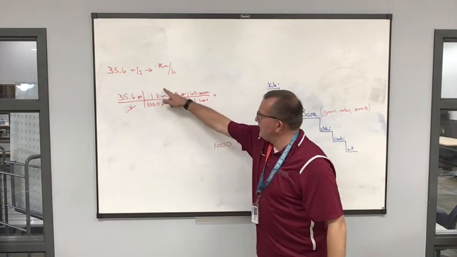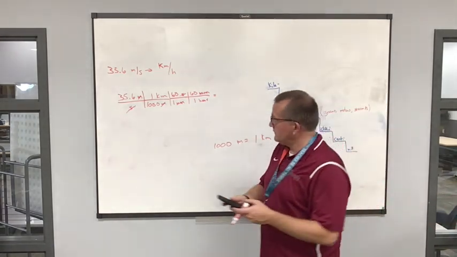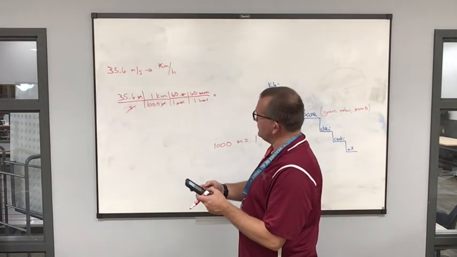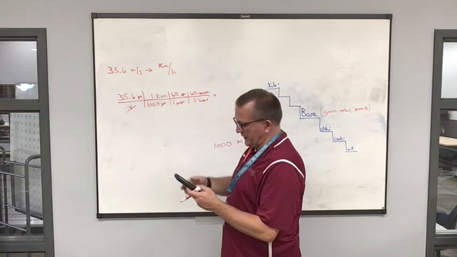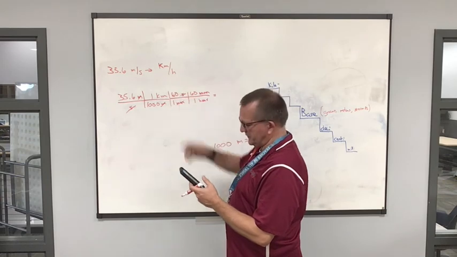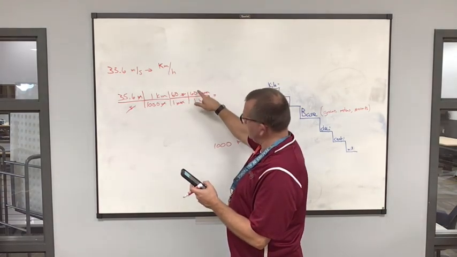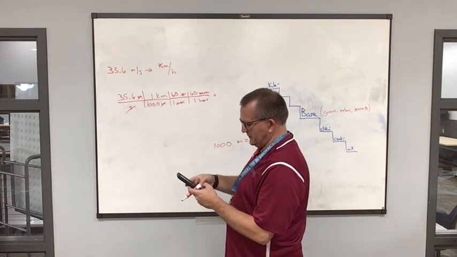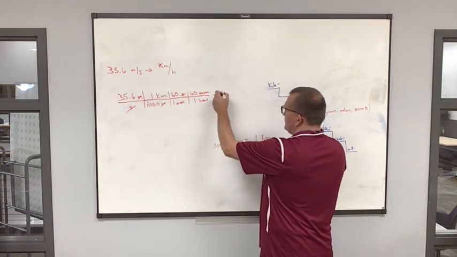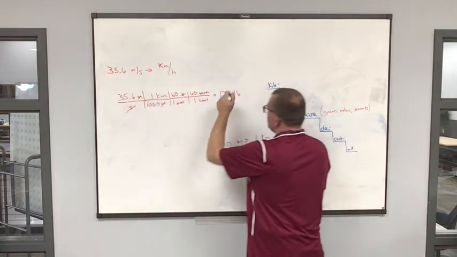And now I have kilometers over hours, now I can solve. So I go 35.6. Since it's on the bottom, I divide by 1,000, hit equal. Since 60 is on top, I multiply by 60, I hit equal. And since 60 is on top, I multiply by 60, I hit equal. And I get 128.16, 3 sig figs, so I round here.